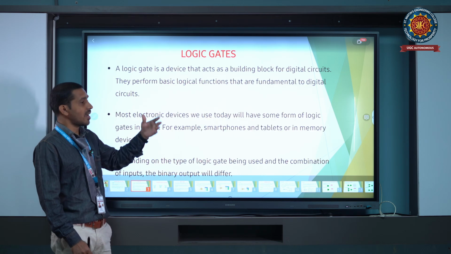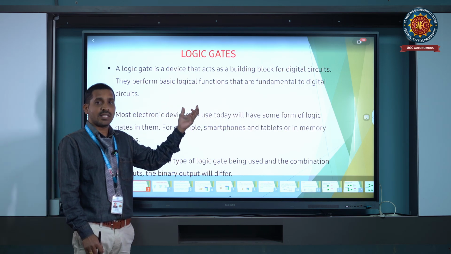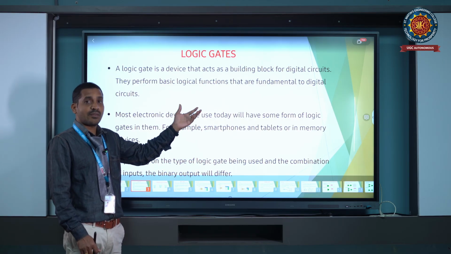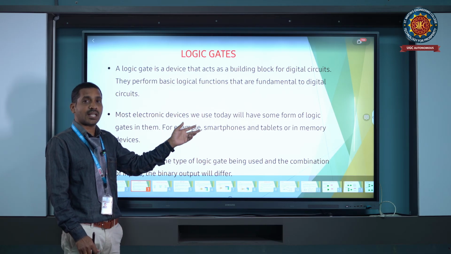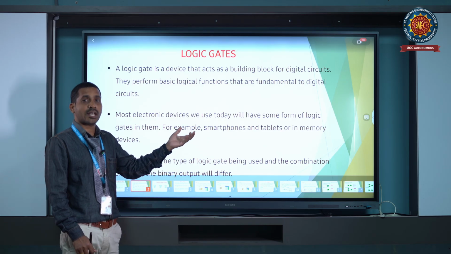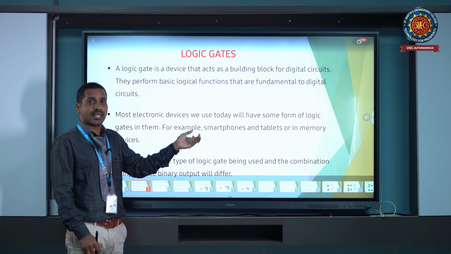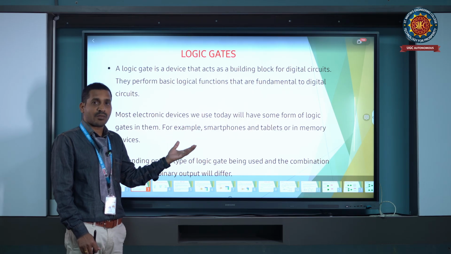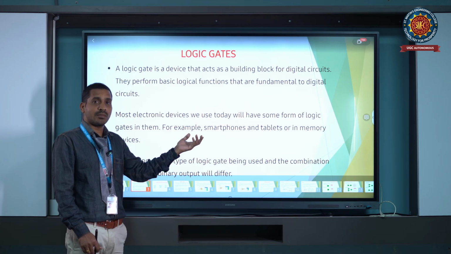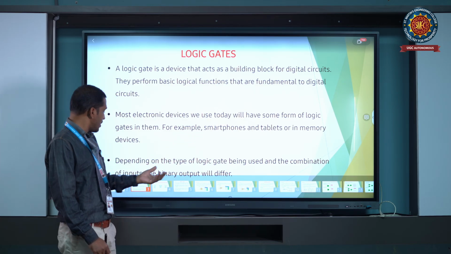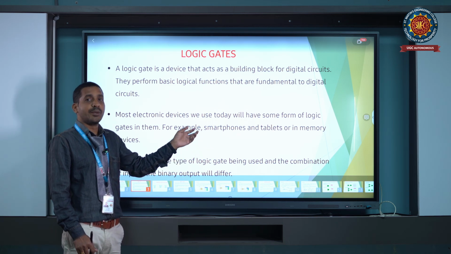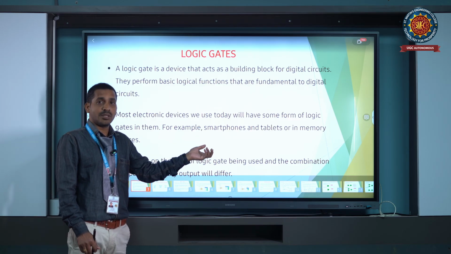The next topic is logic gates. A logic gate is an electronic device that performs logical functions that are fundamental to digital circuits. Nowadays you use many electronic devices that use some form of logic gates, for example smartphones, smartwatches and digital memory units. The logic depends on the inputs of the logic gates.